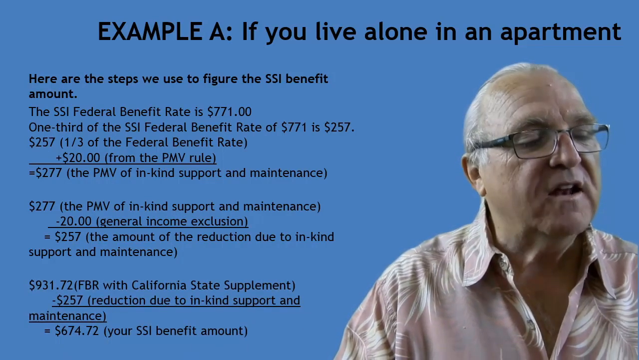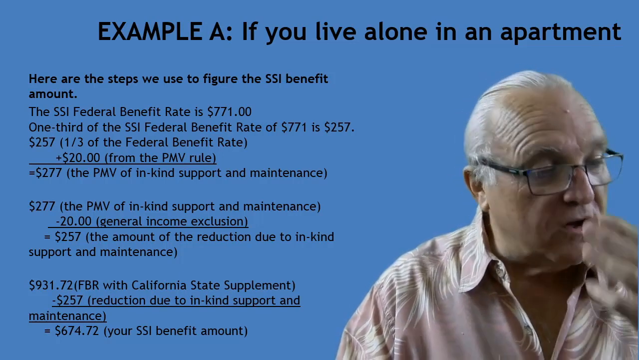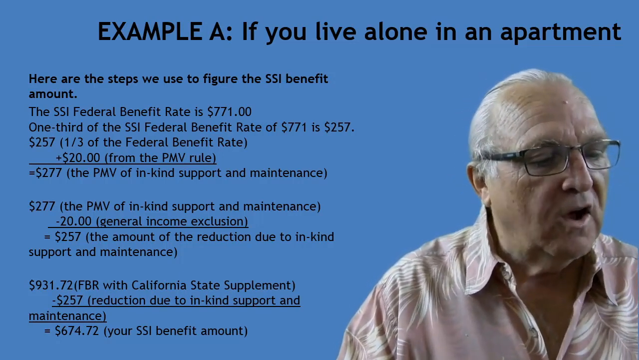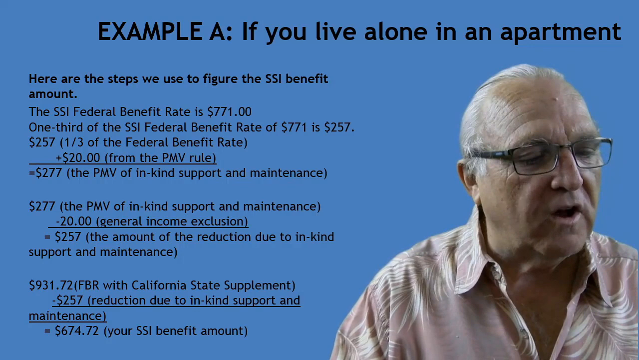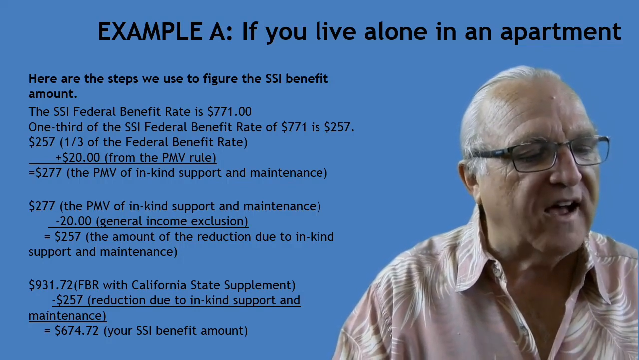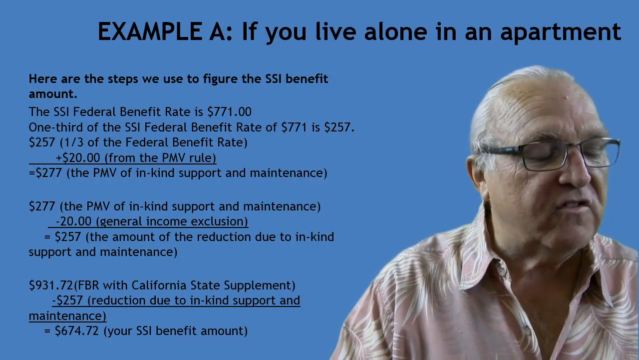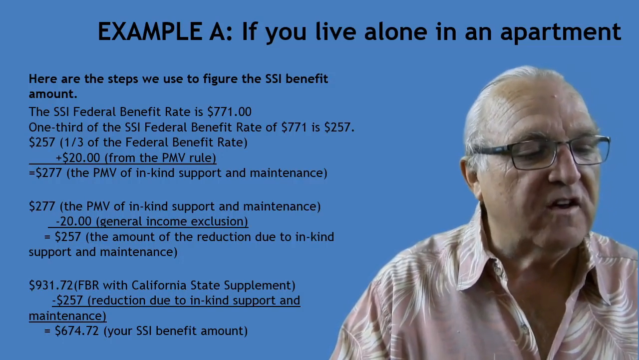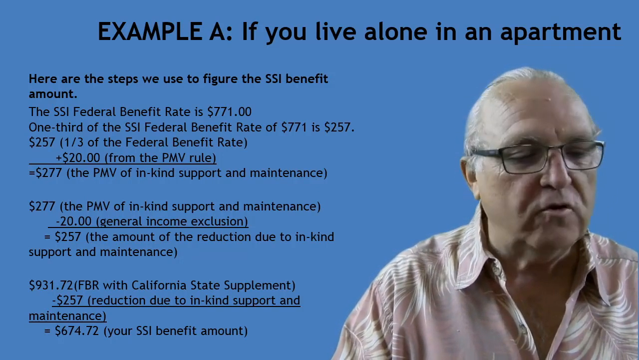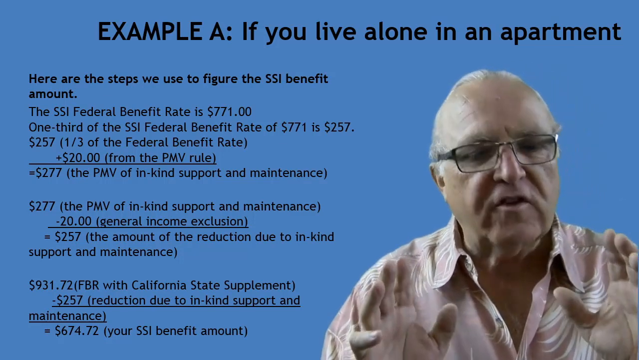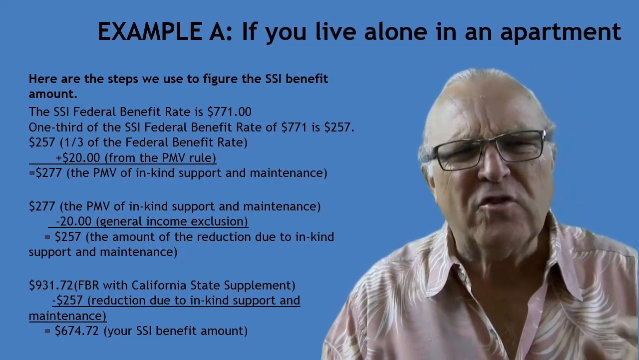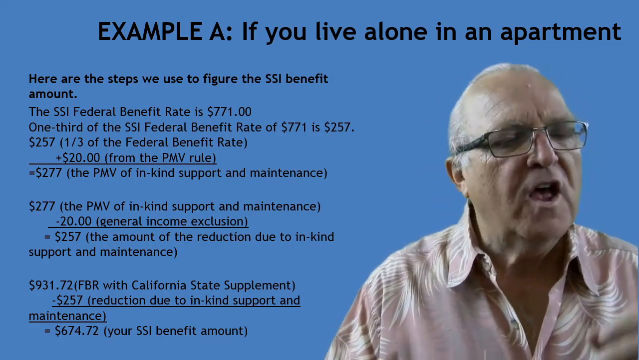Meaning that in California, with our total amount that most folks are getting, which is $931.72, you subtract out the $257 from that, meaning that the SSI recipient would only get $674.72.